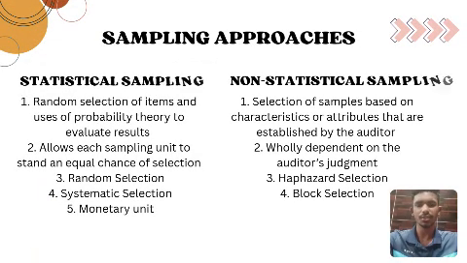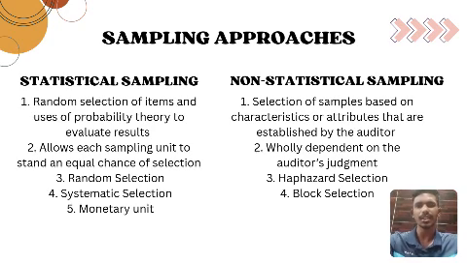Now I am going to talk about the sampling approaches. There are two sampling approaches. The first one is statistical sampling and the second one is non-statistical sampling. Statistical sampling: first, random selection of items and use of probability theory to evaluate results. Second, it allows each sampling unit to stand an equal chance of selection. Third is random selection. Fourth is systematic selection. Fifth is monetary unit sampling.